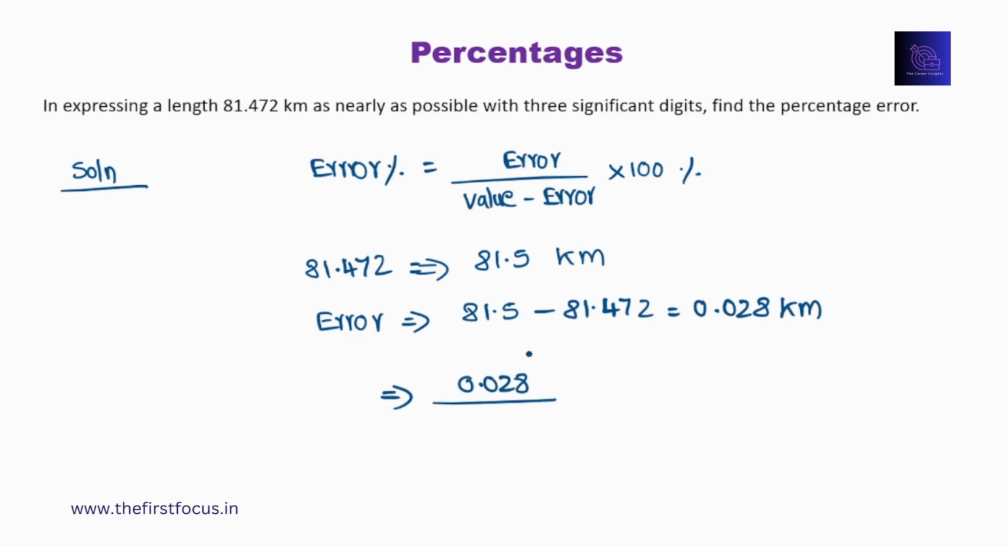On substituting this in the formula, we get 0.028 by the value minus error. The value minus error, that is 81.472, into 100. On solving this, we get 0.034%. So the percentage error here is 0.034%. First we have to write the question carefully so as to put in the values.